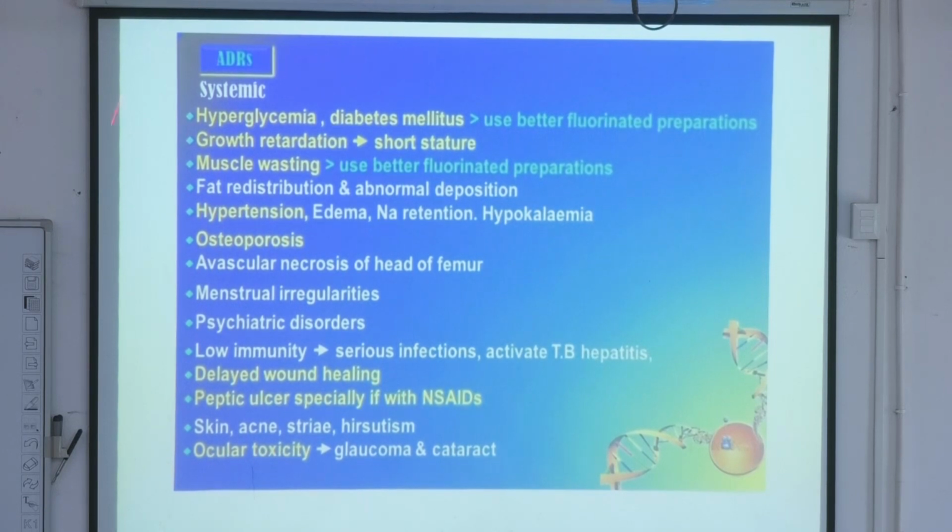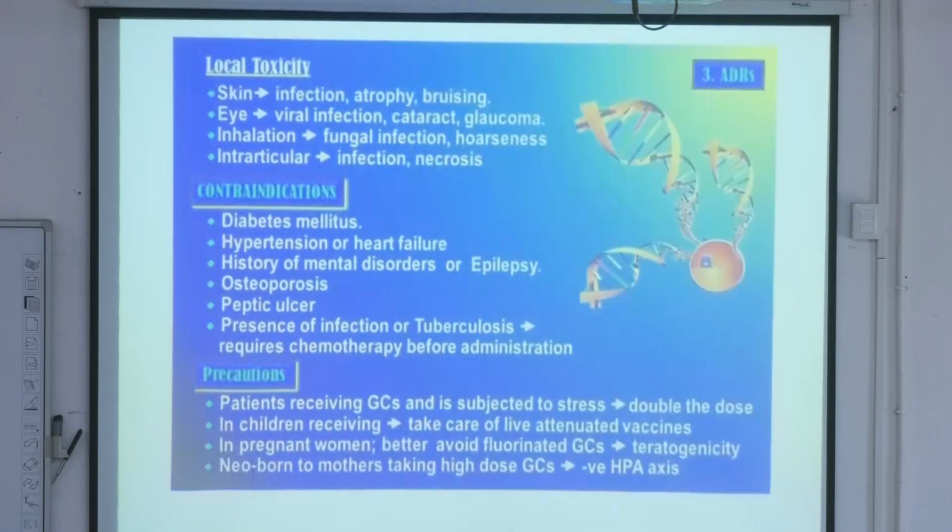And remember that those who are on steroids for a long time have delayed wound healing and low immunity. So there can be activation of latent TB and hepatitis. And very important from the ocular point of view, there is a chance of development of early cataract and a chance of development of glaucoma because of steroids. These are very important side effects of steroid. Glaucoma and cataract, early cataract and glaucoma.